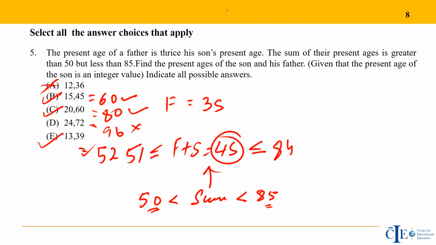Okay, that should be the answer, right? B, C, and E. Yeah, not D, because D would be 96, which is outside, right? So just check the options.